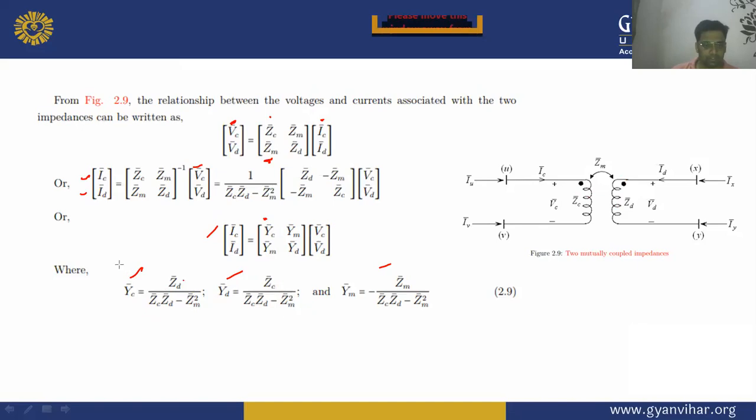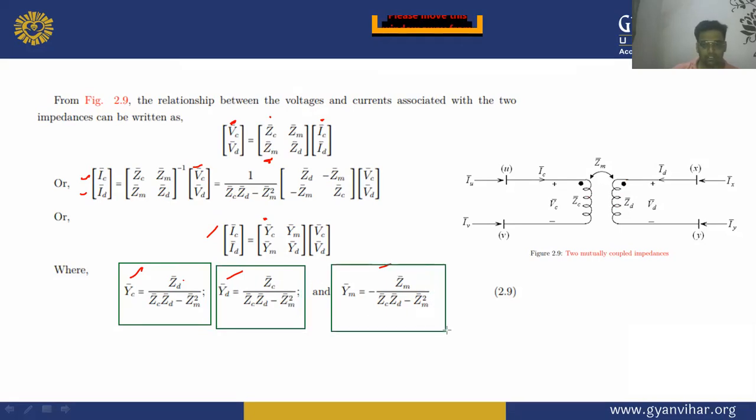It is important to remember these when we are dealing with such mutually coupled lines. This is the net equivalent voltage-current relationship in terms of the admittances.